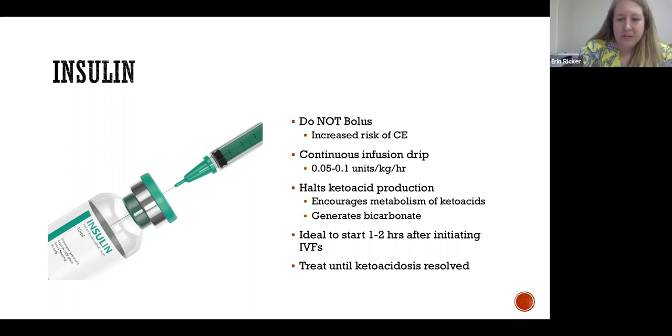So it encourages your metabolism of your keto acids and helps to actually generate bicarb from them, which is going to improve your acidosis. It's ideal to start this insulin about 1 to 2 hours after you've started that IV fluids and started to generate some reperfusion for these patients. And you don't want to stop your insulin. You want to leave that on until your ketoacidosis is completely resolved.